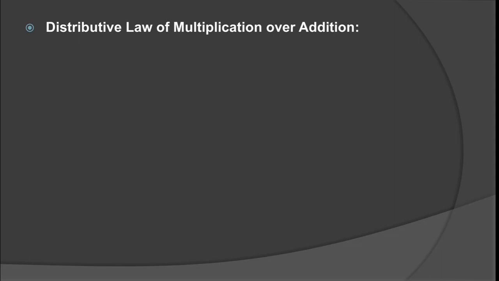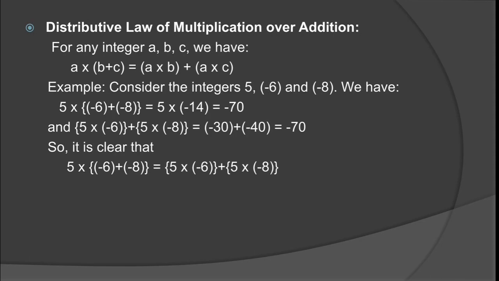Distributive law of multiplication over addition. So what does this law state? For any integers a, b and c, we have a into b plus c is equal to a into b plus a into c. So from this expression it is clear that the integer a is distributed over the sum of two integers b and c. That's why it is written as a into b plus a into c.